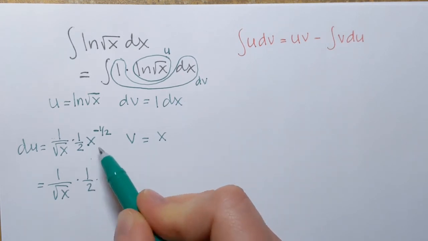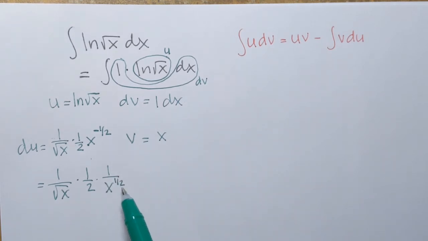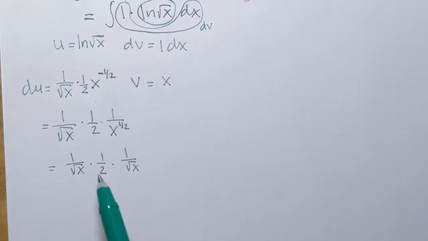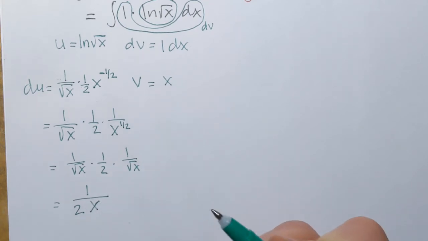1/2 times a negative power I can rewrite as the positive power by taking the reciprocal, so it's 1 over x to the power 1/2, and x to the power 1/2 I will rewrite as square root of x. So it's 1 over square root of x times 1/2 times 1 over square root of x, and finally I can multiply everything out, right? 1 in the numerator, 2 I will put in front, and then square root of x times square root of x is just x. 1 over 2x.